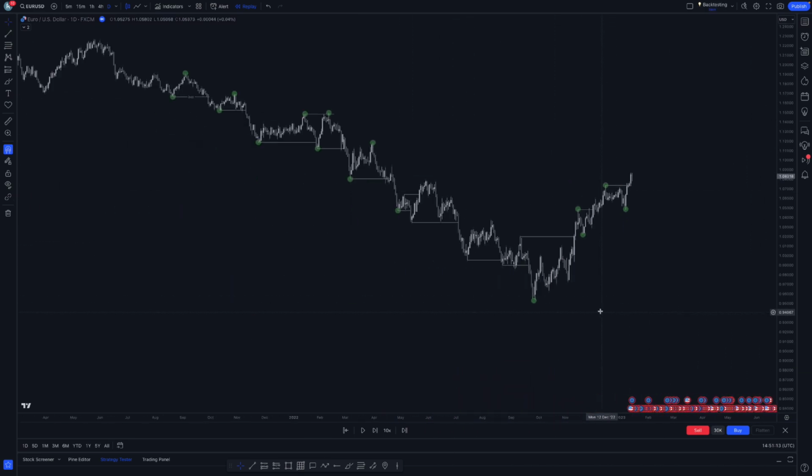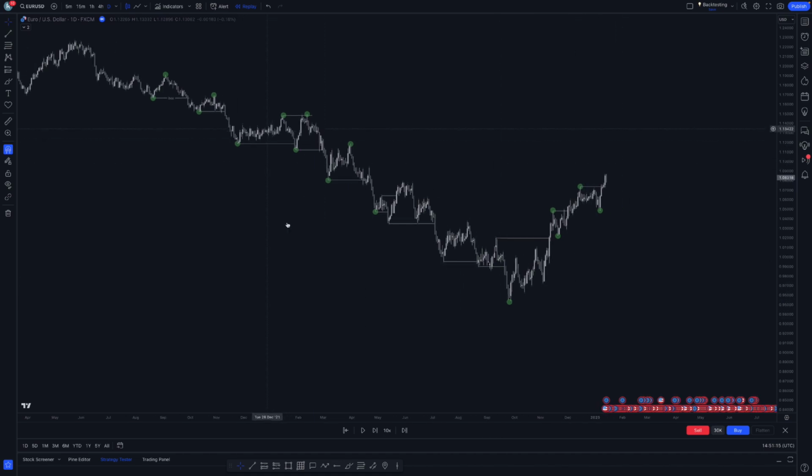So if we zoom out now and look at our structure, we've got structure coming down like this, right? We've got lower lows, lower highs, lower lows, lower highs, lower lows. We come up, we take liquidity, continue down, lower low, lower high, lower low, lower high, lower low. We come up, take liquidity, continue down, lower low, lower high, lower low, lower high.